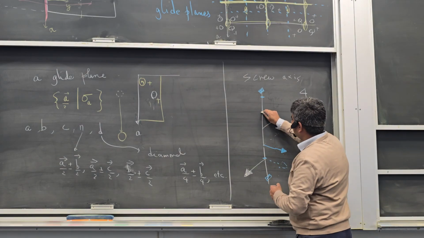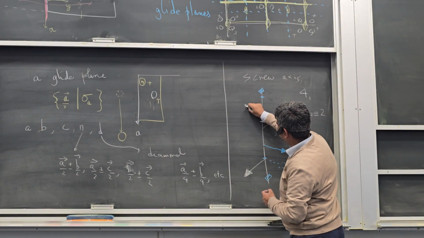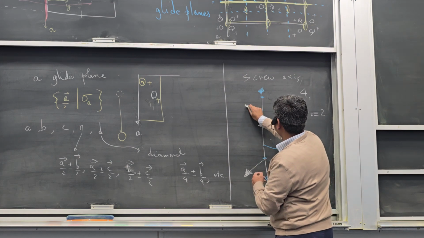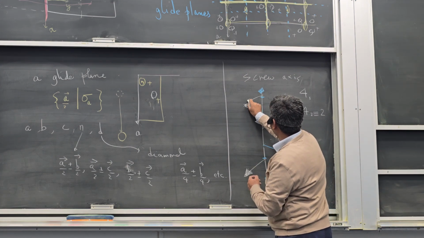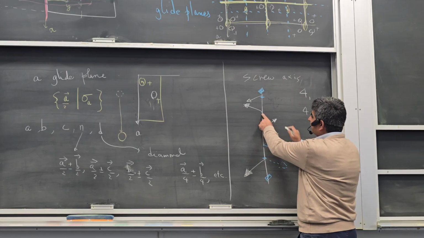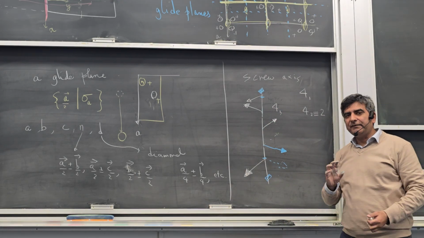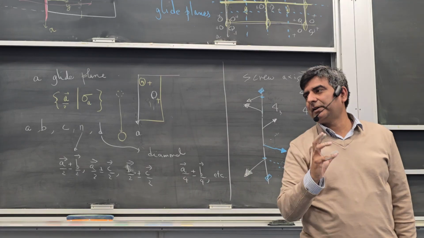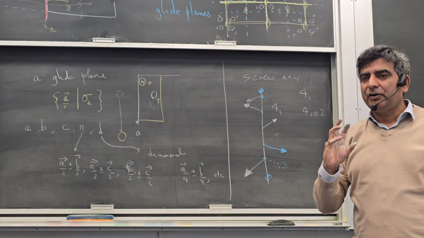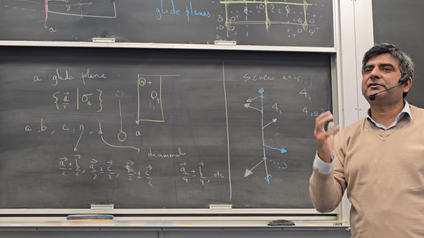Then I can do it once more. This goes toward this side. Finally, I end up at the same position. This is a 4_3 screw axis. So I can have these screw rotations as well. These are roto-translations.